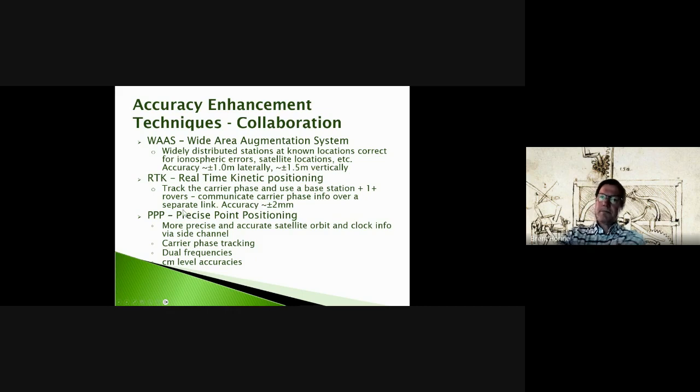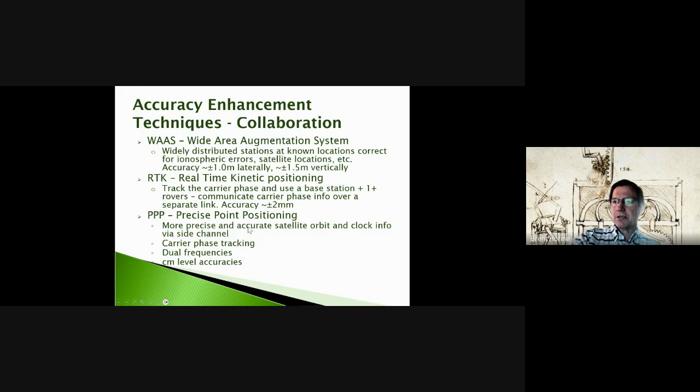And then there's PPP, or precise point positioning. This is, again, using a lot of reference stations. What they do is they calculate, or obtain, information about what the true, precise and accurate satellite orbits and the clock information are, and send that data out via a side channel.